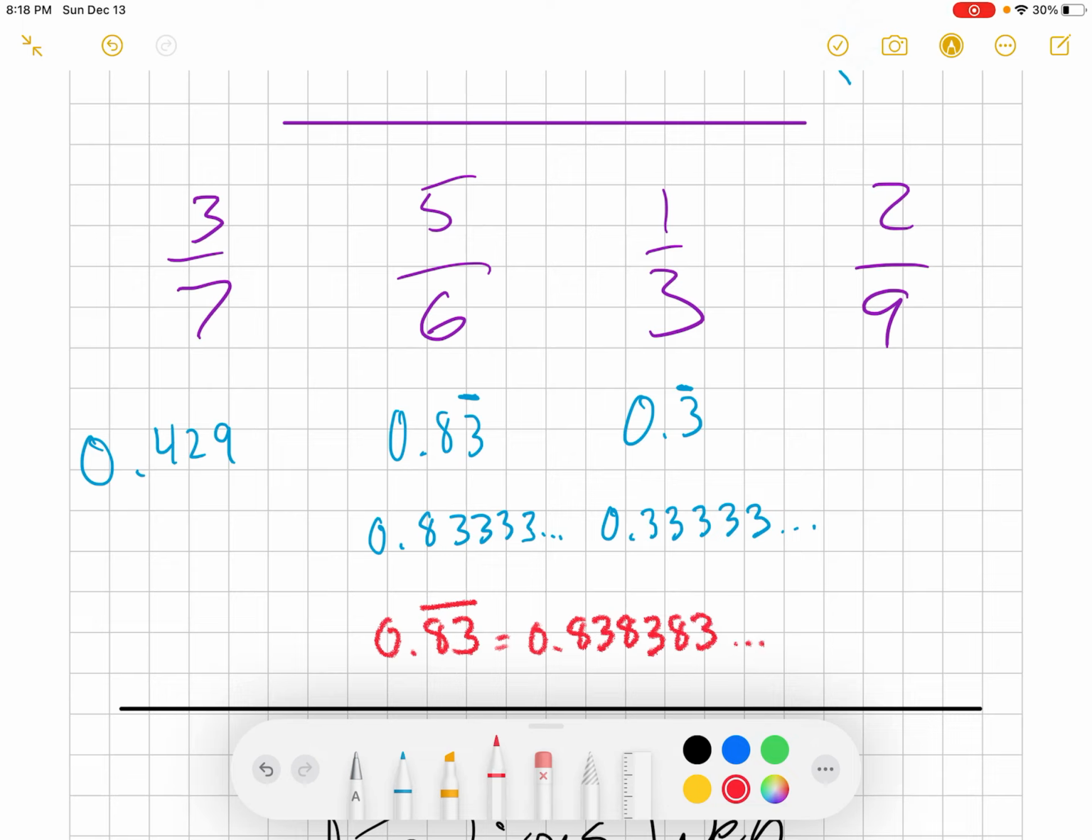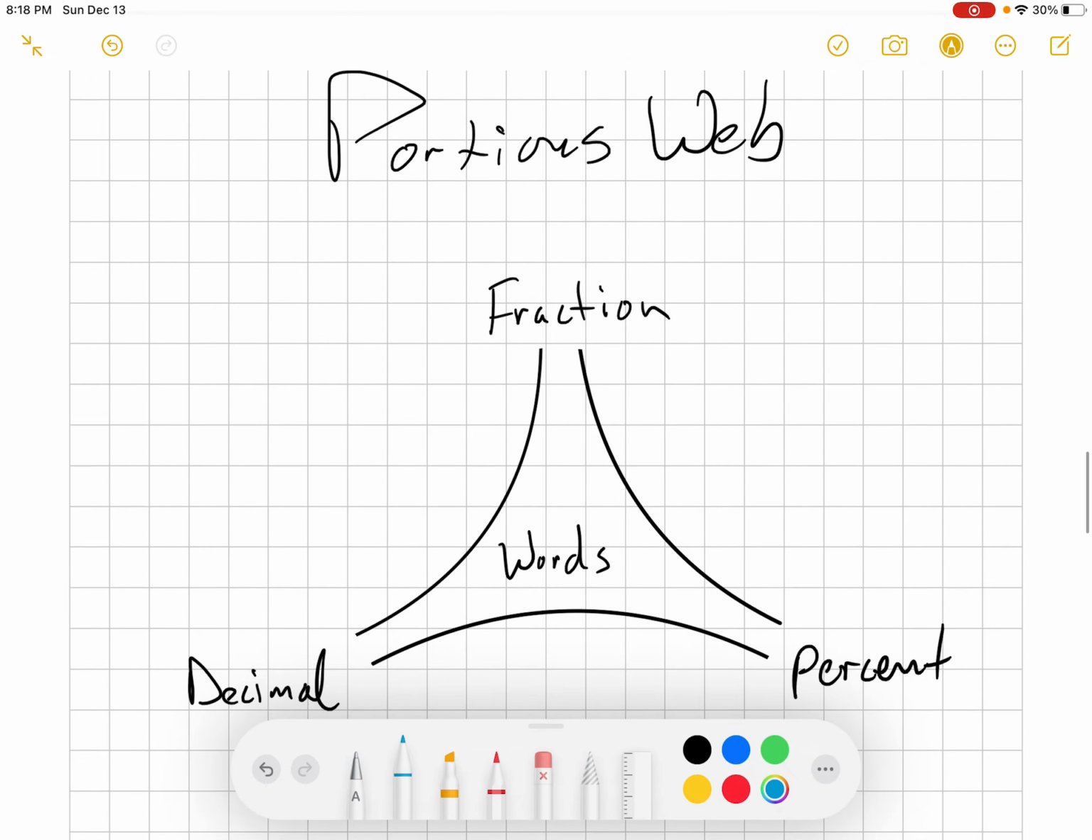Notice the difference in that one, okay? It's where that line is, and you can have the line over more than one digit if you need to. And you can actually do the 2 divided by 9, and you'll get 0.2222, okay? All right, so that's our way for us to write repeating decimals, okay? All right, so our big part about today is called the portions web.